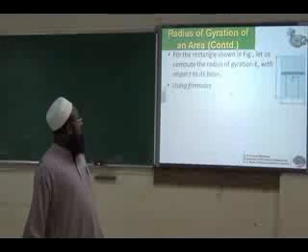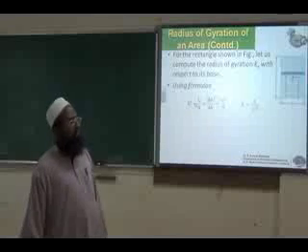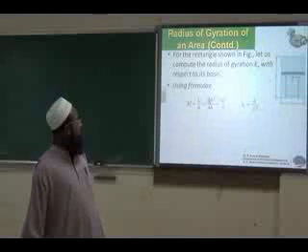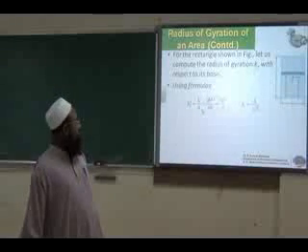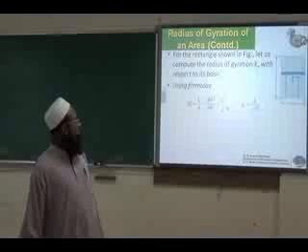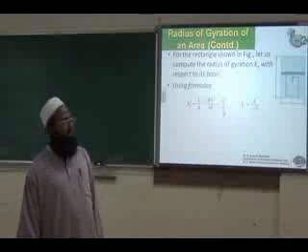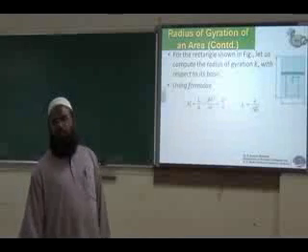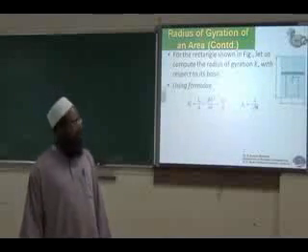Suppose you have a rectangular area like this, using the formula Ix by A, where Ix is bh cube by 3 and area is breadth times height, we can say kx square equals h square by 3, or kx equals h by root 3, for a rectangular area.